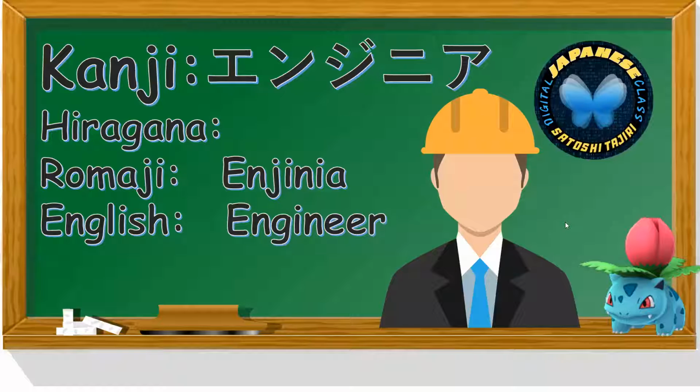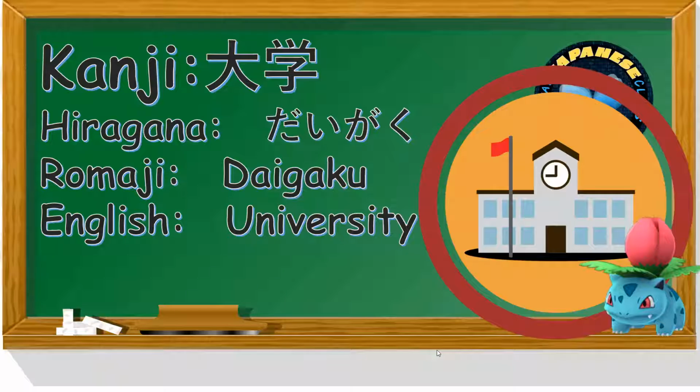Next word is engineer. This is katakana, a borrowed word. Next word, we have this kanji. This means big, and it is followed by the kanji for study. So big study becomes daigaku. Daigaku means university.